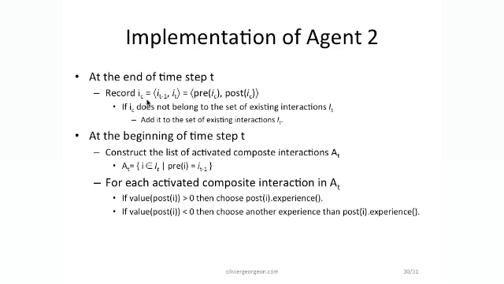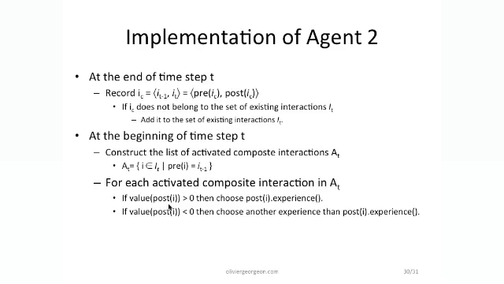So at the end of time step t, we will record a composite interaction IC made of interaction I(t-1), I(t), which are the pre-interaction and post-interaction of IC. So if IC does not exist, we add it to the set of composite interactions. And then at the beginning of time step t, we'll construct the list of activated composite interactions, A(t). So it just did I(t-1). It will look for all the composite interactions whose pre-interaction matches I(t-1).